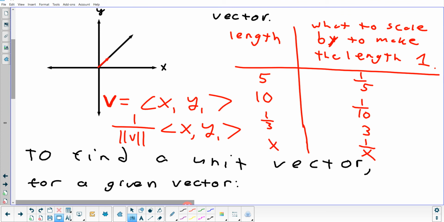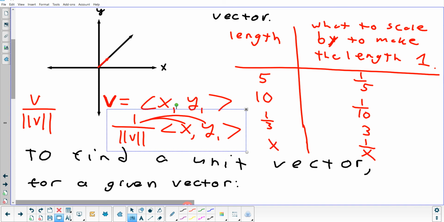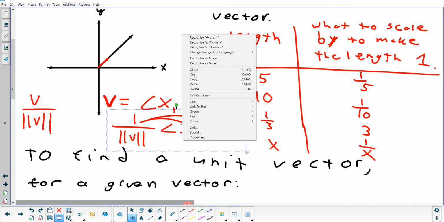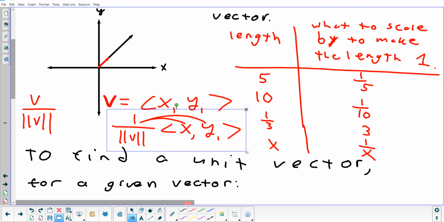Now, another way you can think about that is instead of multiplying by 1 over something, you could just think of it as this. That's the same thing. If you take a vector and you divide it by its length, it's like distributing this fraction out. If you distribute that out, you're going to end up dividing the x and the y by the magnitude of v.